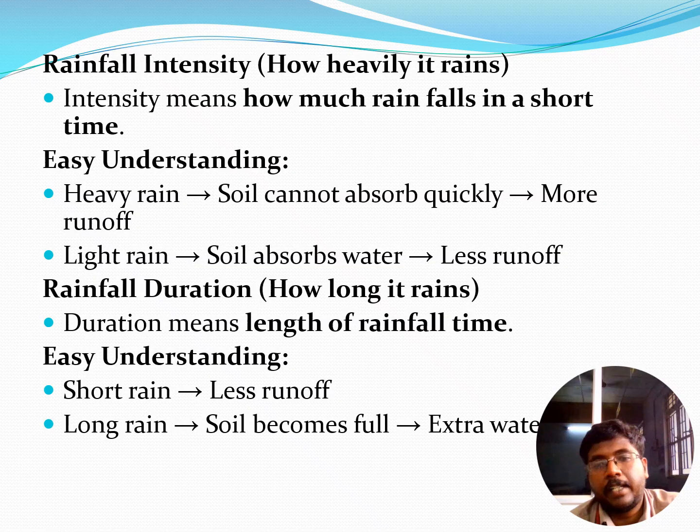In an easy way to understand, rainfall is classified into two different types: heavy rain and light rain. In heavy rain, the soil cannot absorb water quickly, so more runoff takes place. In light rain, the soil absorbs more water, so less runoff takes place.